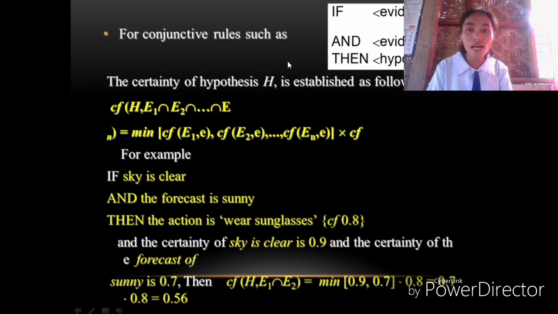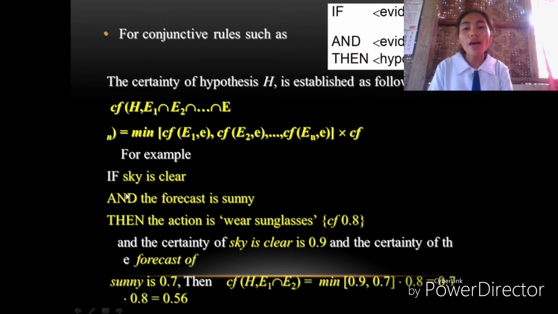Conjunctive rules, such as... so this is the syntax, or in programming languages it is also called syntax. So the certainty factor has its own syntax: if evidence E sub 1 and evidence E sub n, then hypothesis H, with certainty factor CF. The certainty of hypothesis H is established as follows. So this is the formula for the certainty of the hypothesis.